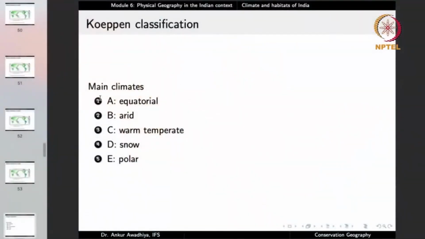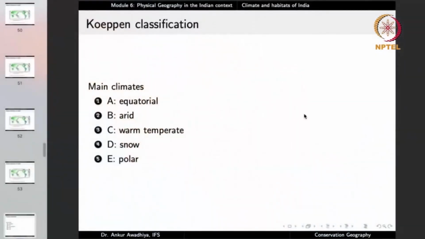Then B refers to arid climates. Now in the case of arid climates, we are not that much interested in the temperature profile. We are mostly interested in the rainfall profile. Now arid climates have a very less amount of rainfall, because of which they are very dry. So mostly you will find deserts, and these can be hot deserts or these can be cold deserts. But the prominent thing here is that you have a dry climate.